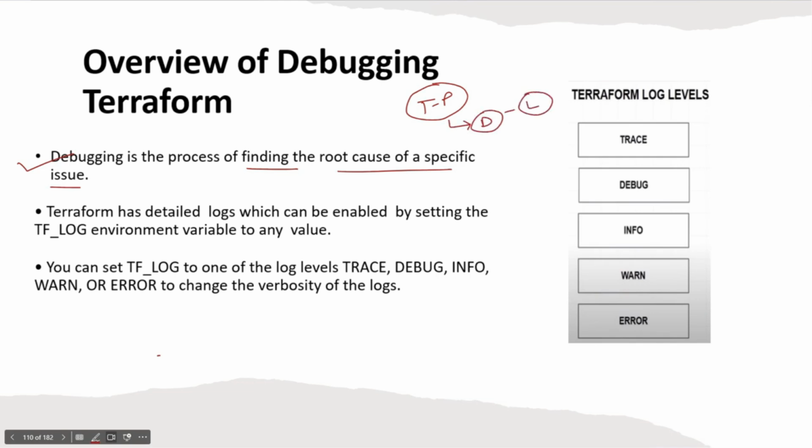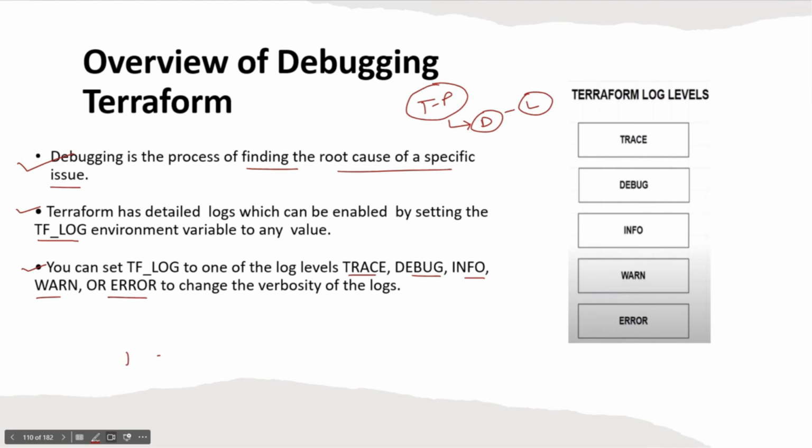Terraform has detailed logs which can be enabled by setting the TF_LOG environment variable to any value. You can set TF_LOG to one of the log levels: trace, debug, info, warning, or error, to change the verbosity of the log. So what does it exactly mean?